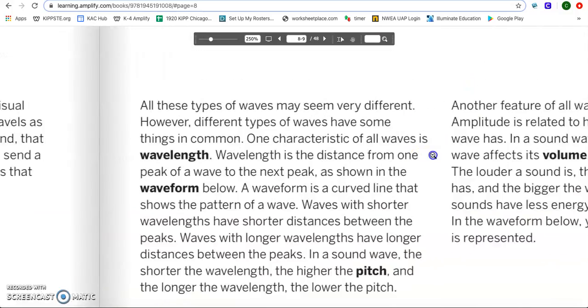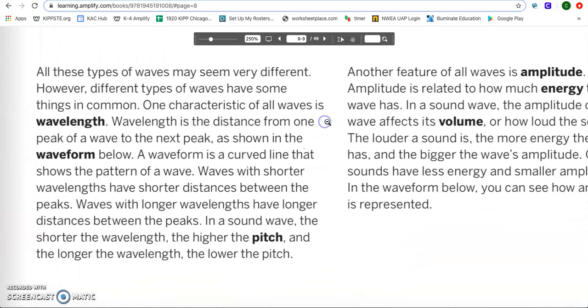There we go. All these types of waves may seem very different. However, different types of waves have some things in common. One characteristic of all waves is wavelength. Wavelength is the distance from one peak of a wave to the next peak, as shown in the waveform below. Might be something you want to jot down. A waveform is a curved line that shows the pattern of a wave.